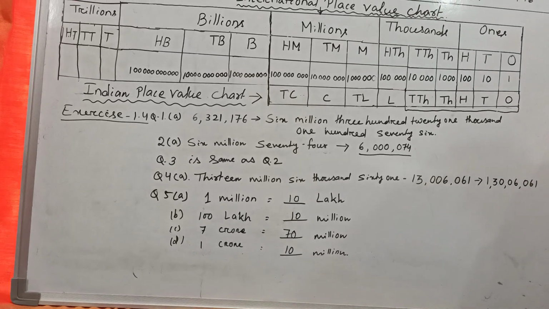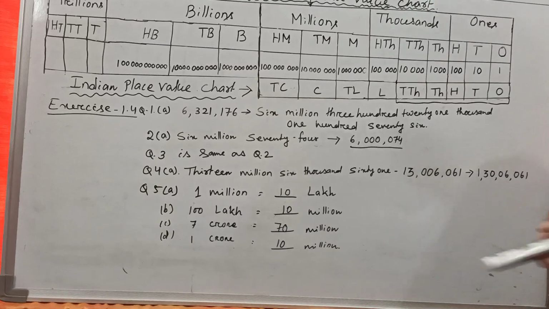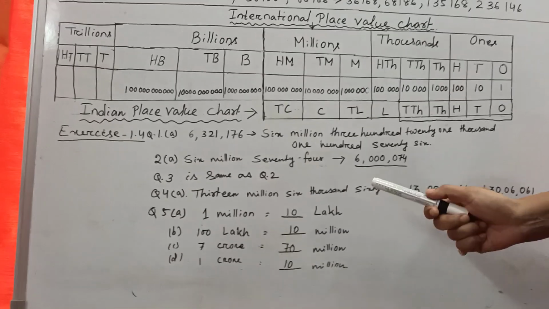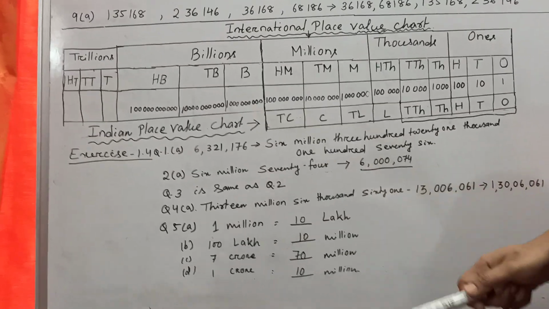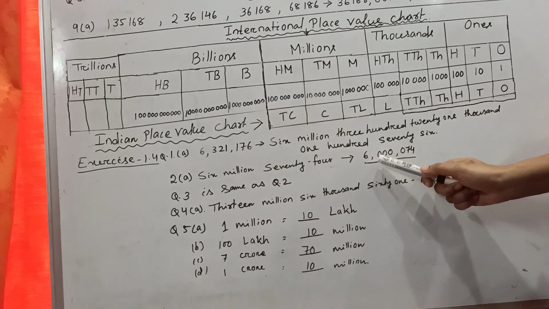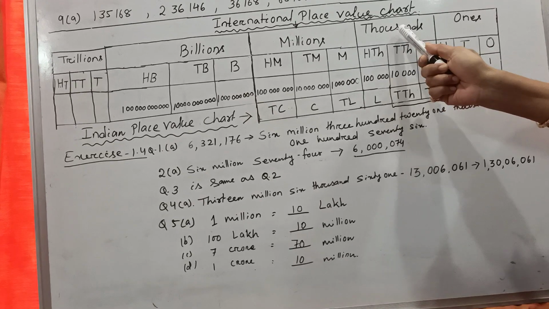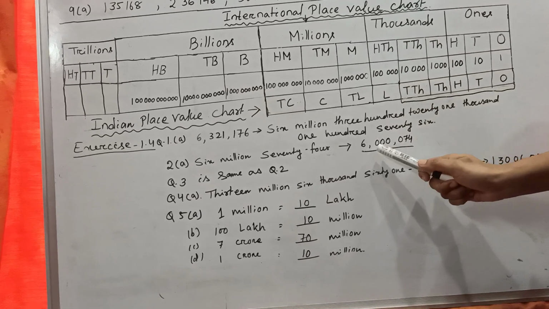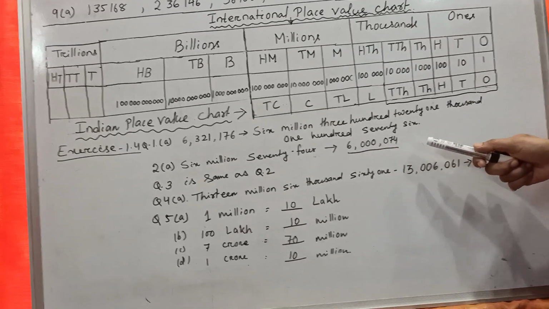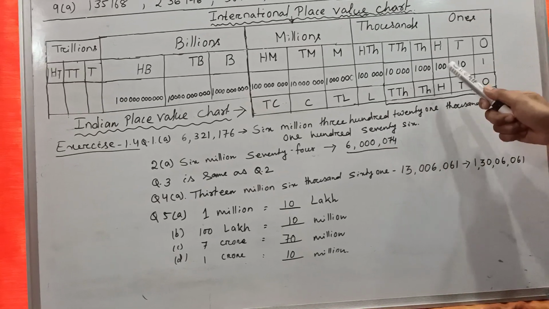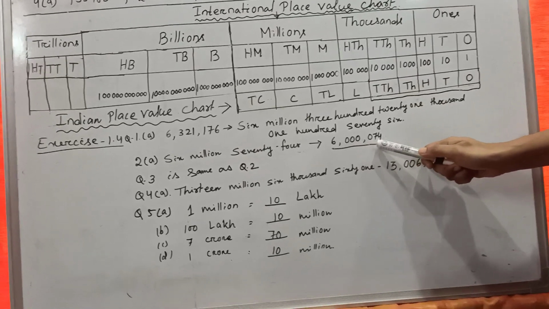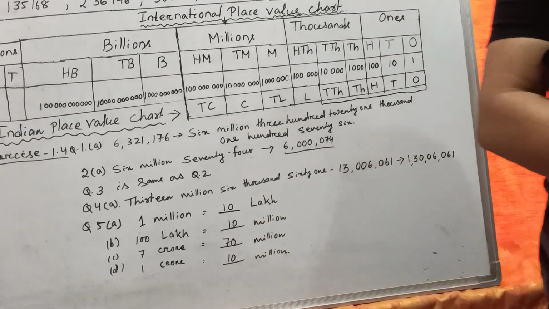Second question, it is given in words, you have to write in figures. Second question is 6 million, 74,000. How to write 6 million? 6 is in the million place. Then in the thousand place there is no number given. That's why I have written 3 zeros. The thousand period is divided into 3 parts, that's why I have written 3 zeros. Then 74. How to write 74? 074, because the ones period also you must write in a 3-digit number. So 074.